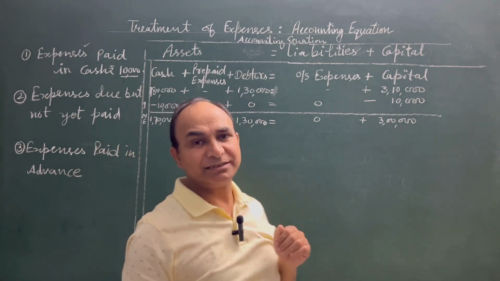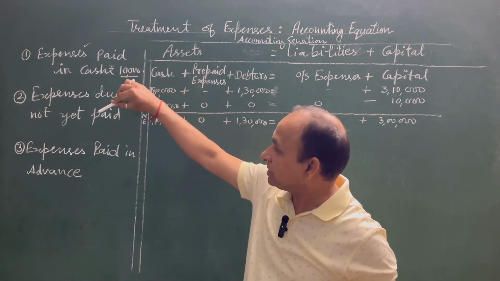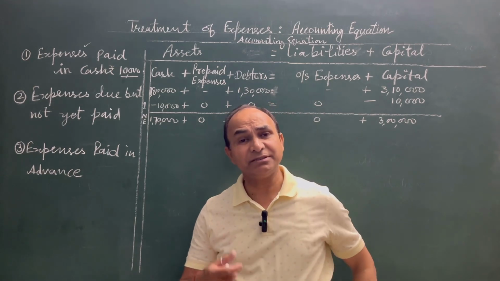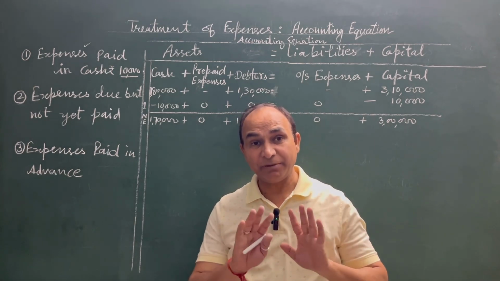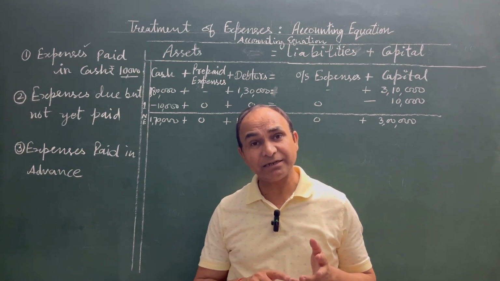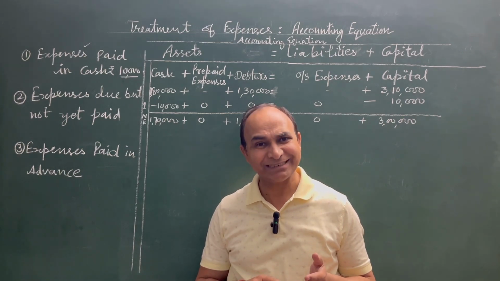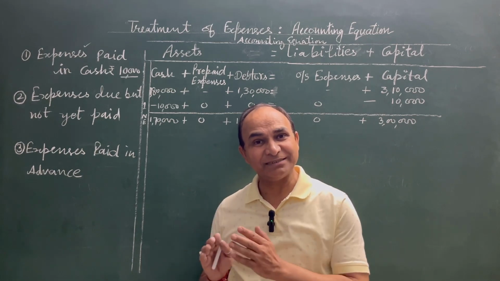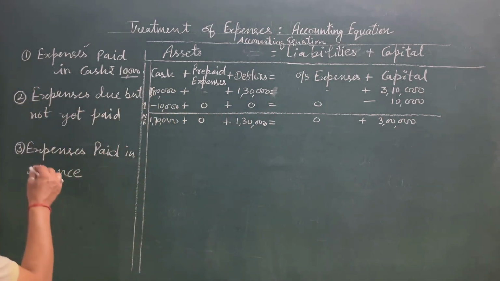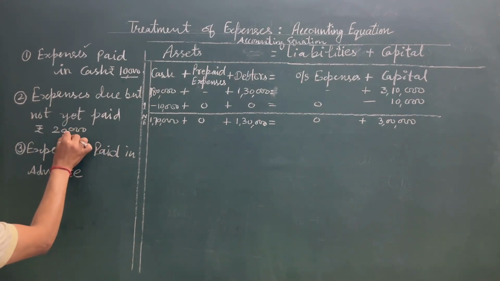Now come to the second transaction. The second transaction is expenses due but not yet paid. It means we have derived the benefit of these expenses, but payment is not yet made. These are termed as outstanding expenses. And outstanding expenses form liabilities of the business. It means these are part of the liabilities of the business. We take here the amount rupees 20,000 for example.